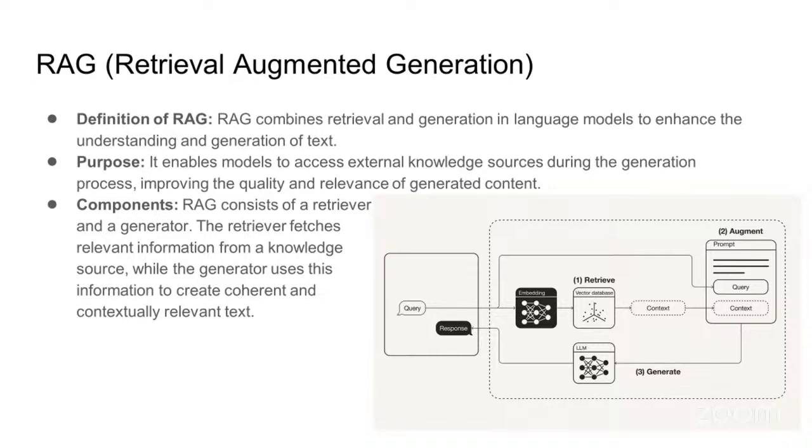Then there are different components of this. RAG consists of a retriever and a generator. The retriever will fetch the relevant information from the knowledge source, while the generator will use this information to create coherent and contextually relevant text. What will the retriever do? It will fetch the relevant information from the knowledge source or the knowledge base, and the generator will display that.